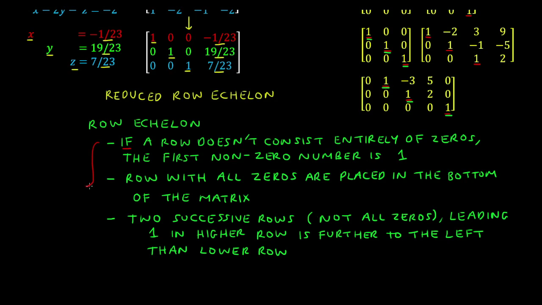So in addition to these three rules, which are the properties of row echelon form, we have an additional rule for the reduced row echelon form. The additional property for a reduced row echelon form is that each column that contains a leading 1 has zeros everywhere else in that column.